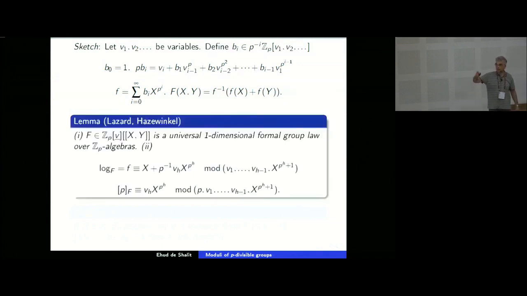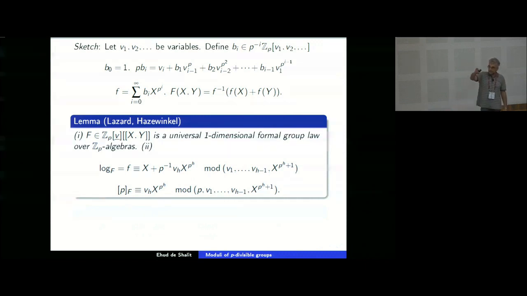Of course it involves the V's, but it is defined over ZP[V]. And this is the theorem of Lazard and Hazewinkel, that it is a universal one-dimensional formal group law over ZP-algebras, in the sense that any formal group law is isomorphic to one that is obtained as a specialization. Those that are obtained as specializations of this one are sometimes called P-typical ones. But the terminology is not so important. It's not that you get every formal group law, but up to isomorphism you get every formal group law.